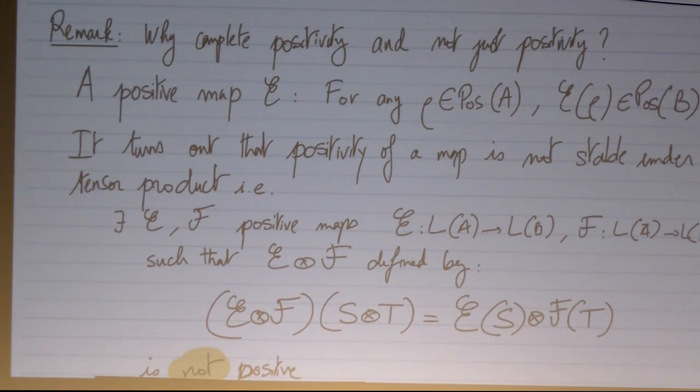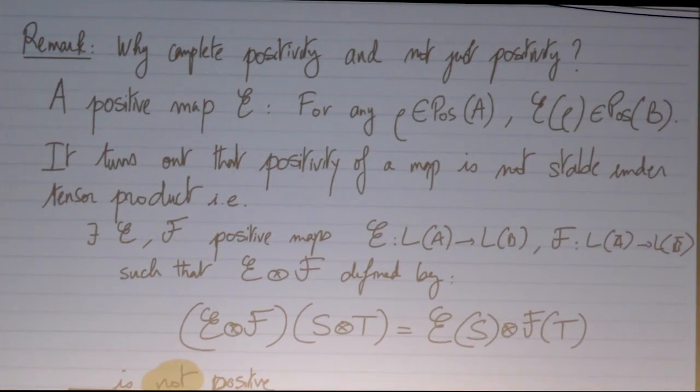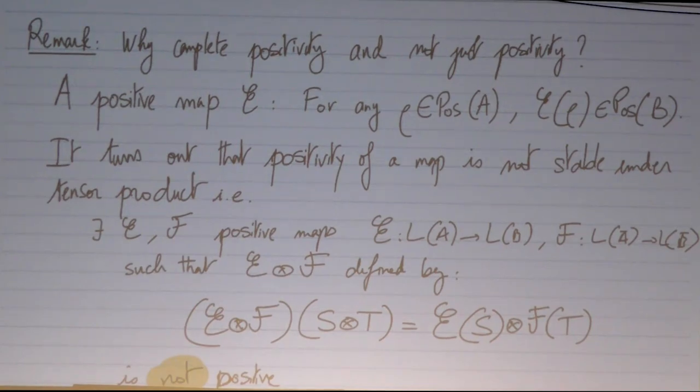Now I want to discuss why complete positivity and not just positivity. What would be a positive map? This is the definition of a positive map: it just maps a positive operator to a positive operator. This would be the first thing you might come up with, but it turns out that this is not very well behaved in the sense that the positivity of a map is not stable under tensor product. You can take two positive maps and tensor them together, and you get something which is not positive.